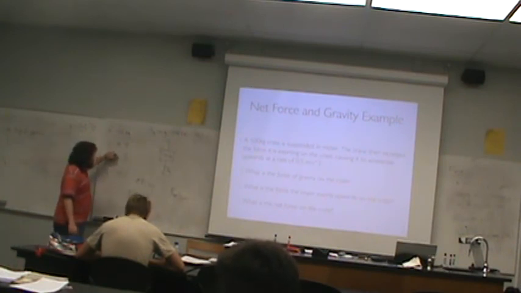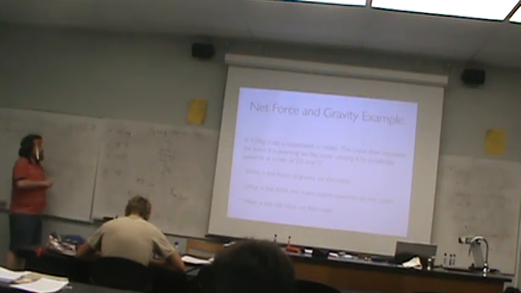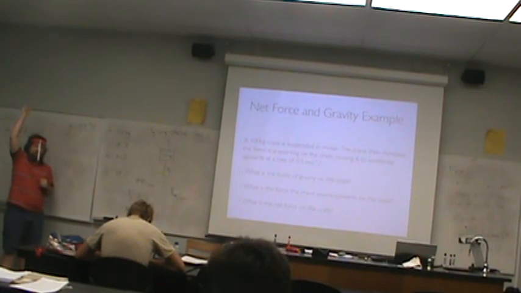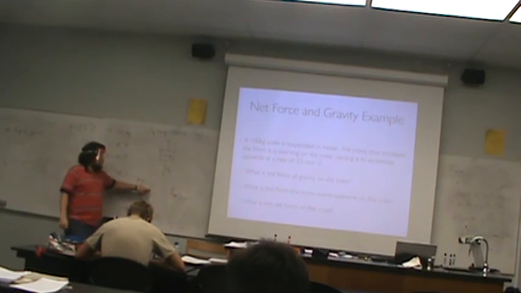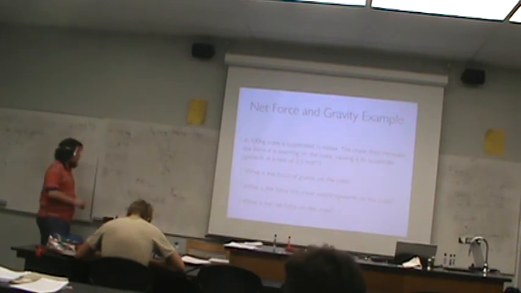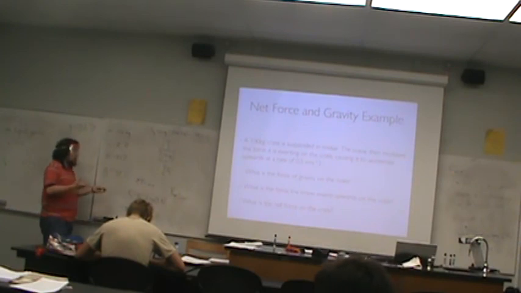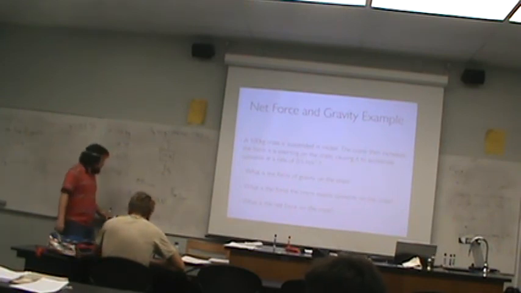But the box's total acceleration is not zero anymore. Now it is 0.5. So, that's going to change the force that the rope is pulling upwards on the box. Now, our formula is still the same. Net force is still equal to mass times acceleration, but our acceleration isn't zero anymore. So instead, we're going to plug in 100 times 0.5. Quick math, what's that going to simplify to? 50. 50.